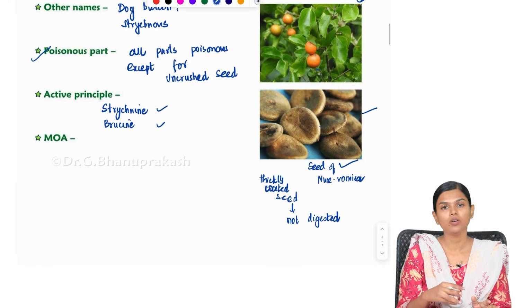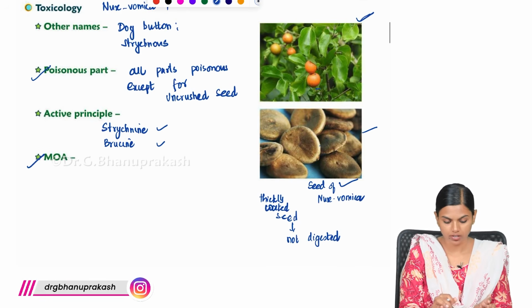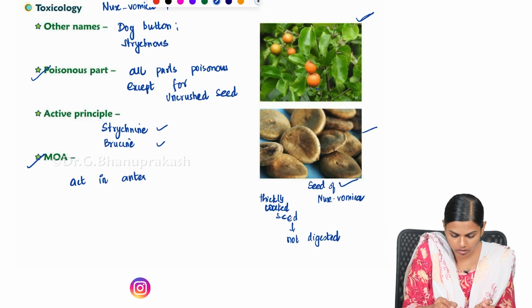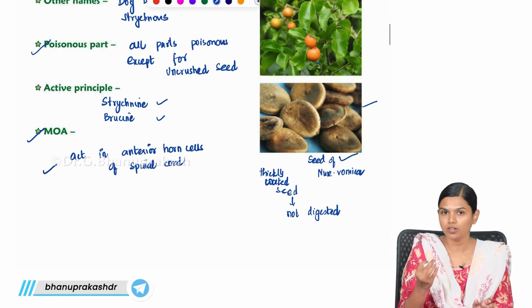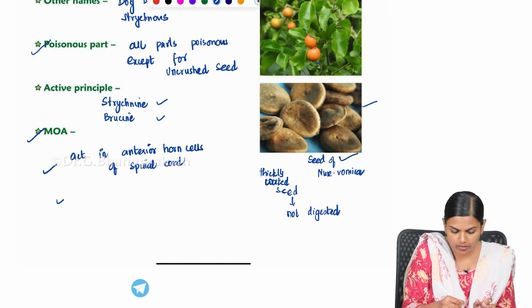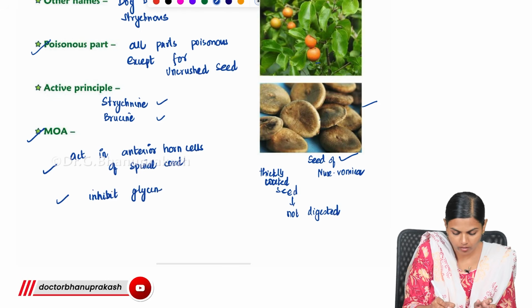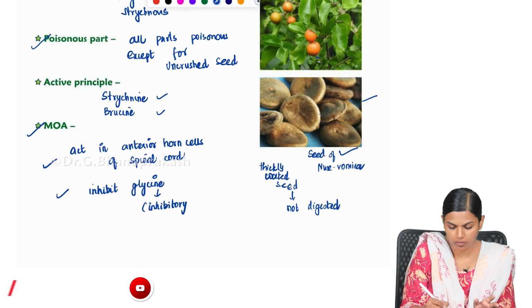Now they will ask you how it causes toxicity. What is the mechanism of action? The mechanism of action here is that this will act on the anterior horn cells of the spinal cord. In those anterior horn cells, it will inhibit glycine. Glycine is actually an inhibitory neurotransmitter.